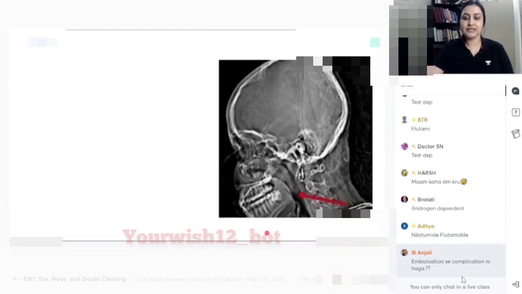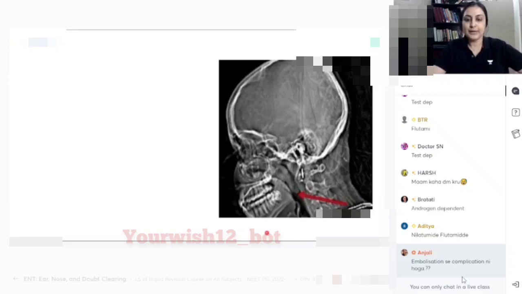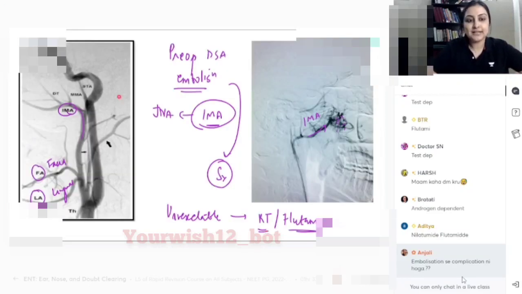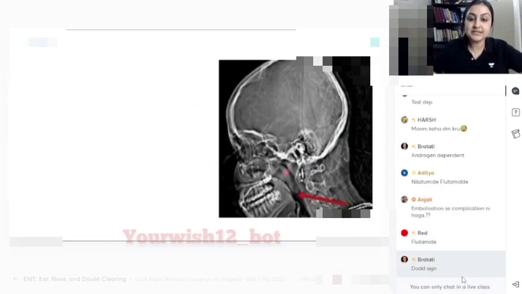Okay. There will be no complication. Complication can happen with everything, but here we are blocking the tumor feeder, right? So there is no real complication, because we are not blocking the main artery. It's not that we finish it right there. We are going distally and seeing what the vessels are which are supplying the tumor. We will finish those off.